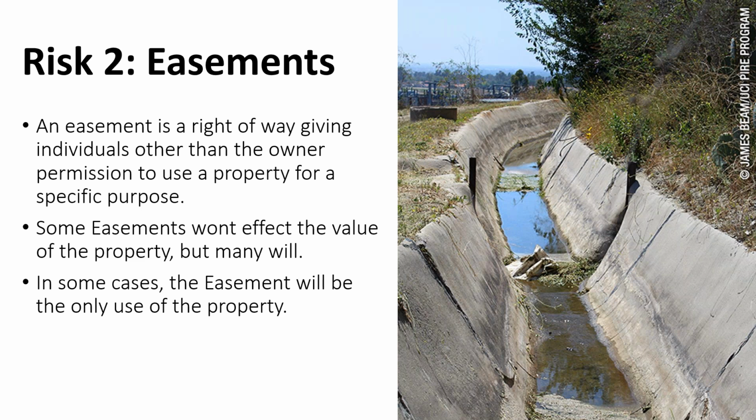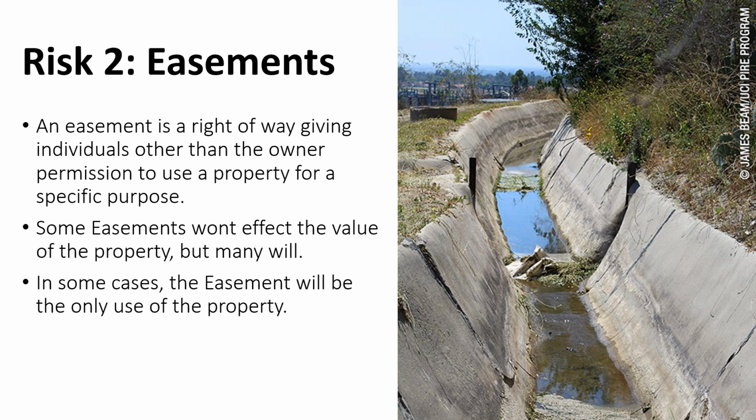The second risk is going to be an easement. An easement is just a right of way giving individuals or other owners permission to use a property for a specific purpose. Yeah, in fact, easements are a little bit tricky because they don't necessarily disqualify a property from being a good property. There are plenty of great properties that have lots of easements on them, but they can definitely be something we want to watch out for, because they're a major risk.